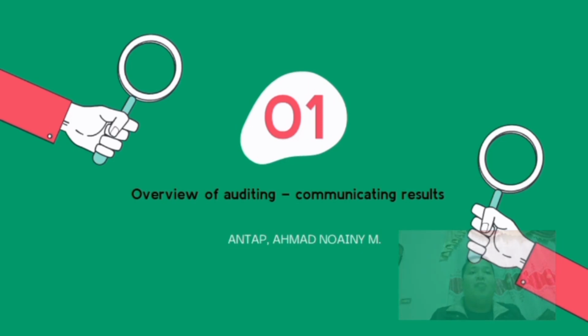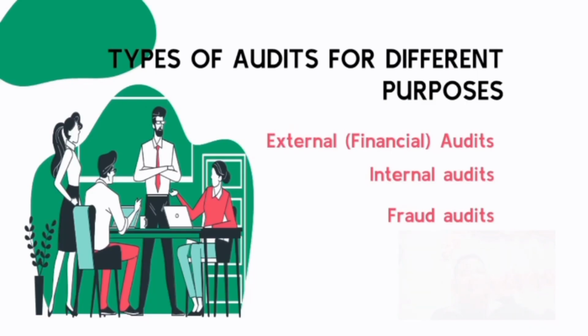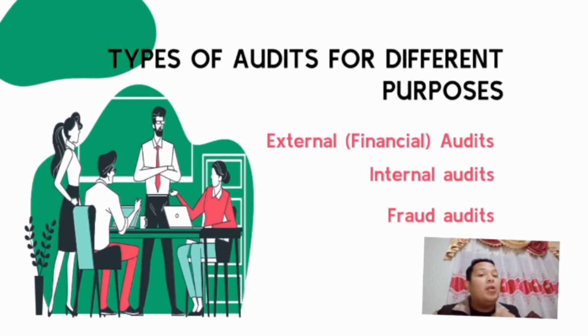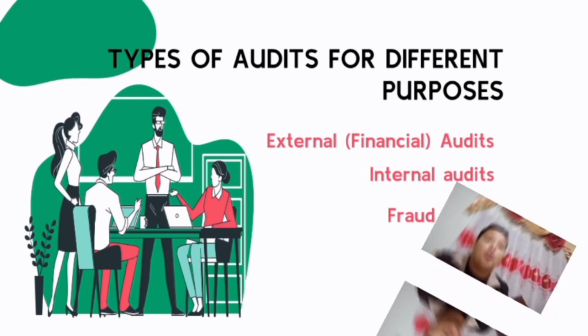The overview of auditing. Let's talk about the overview of auditing. Business organizations undergo different types of audit for different purposes. The most common of these are the external financial audit, internal audit, and fraud audit. Each of these will be briefly discussed.